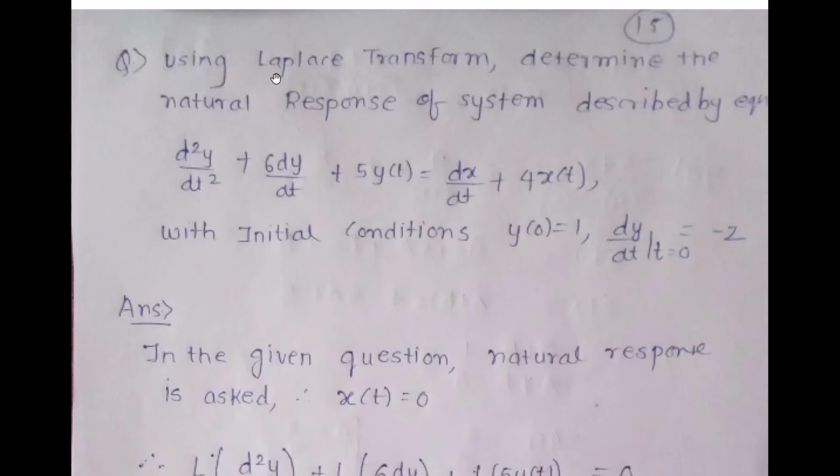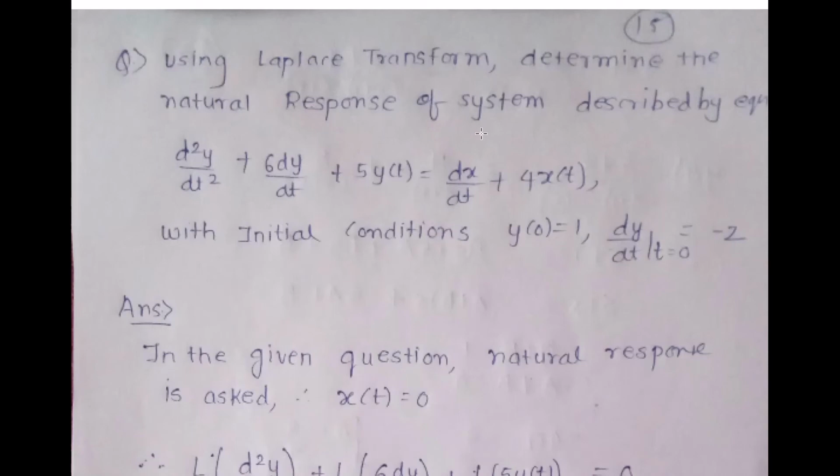The question says, using Laplace transform, determine the natural response of the system described by the equation d square y by dt square plus 6 into dy by dt plus 5 into y of t is given as dx by dt plus 4 into x of t, with initial condition as y of 0 as 1 and the differentiated form of y of t at t is equal to 0 as minus 2.